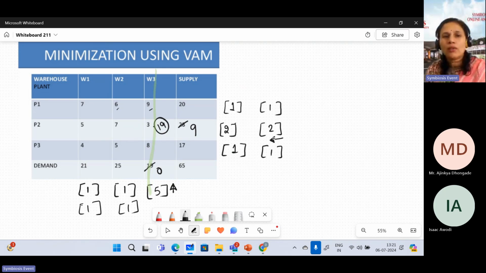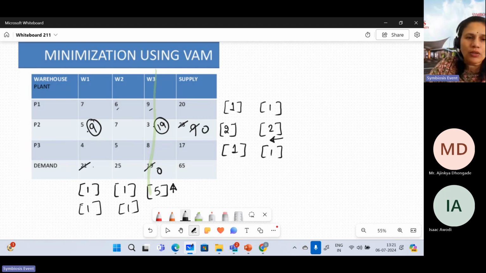So I need to enter at plant 2. For plant 2, check the minimum cost, that is 5. For this 5, check demand and supply, 9 and 21. So I can definitely make an assignment of 9 units. So this 9 becomes 0 and this 21 is left with 12. We satisfied 9 units of demand, but the total requirement was 21, so there is still a requirement of 12 units. Then cancel P2.